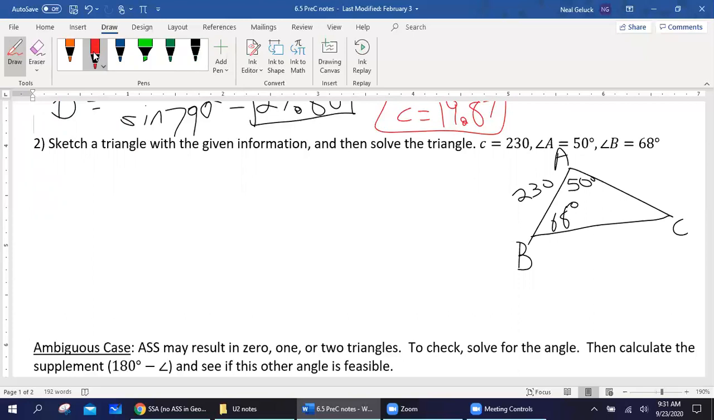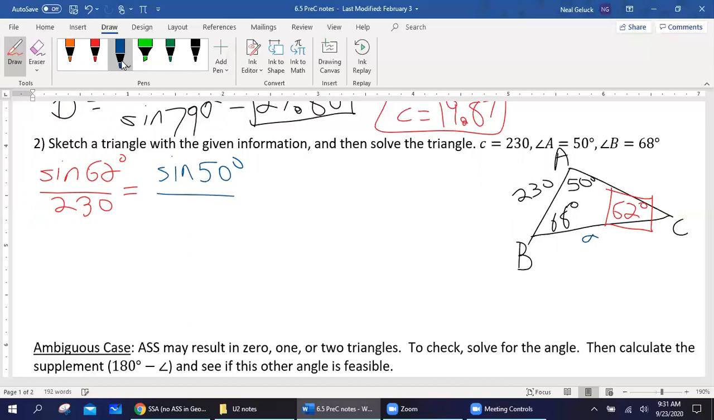Now on this one, I do have to find the missing angle first because the only side I have is side c, so I need angle C. If you do 50 plus 68 and subtract from 180, you'll get angle C to be 62 degrees. And again, that is one of the pieces of information I was trying to find. So now I can set up law of sines: sine 62 over 230 equals, let's say I want to solve for side a, it doesn't really matter which one I pick, sine 50 over a. Cross multiply: a times sine 62 equals 230 sine 50.